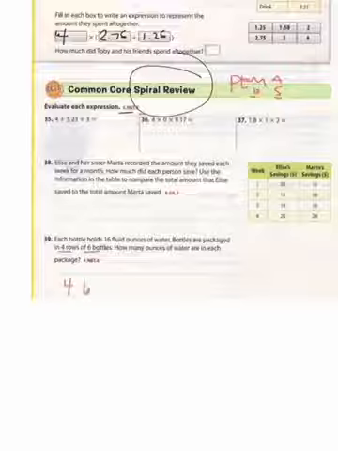So 4 rows times 6 equals 24. That means it's a 24 pack of water, right? And if there's 16 ounces in each bottle, so 24 times 16, you'd have your answer.